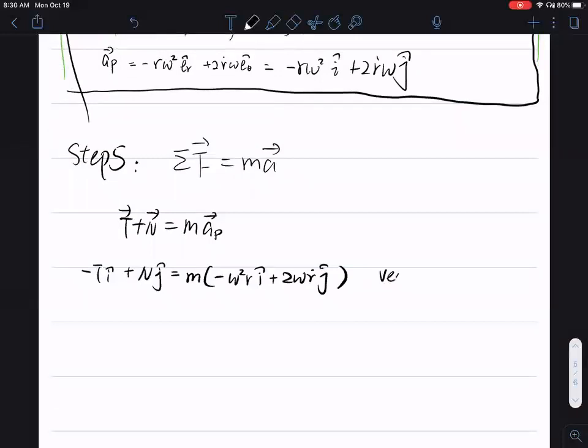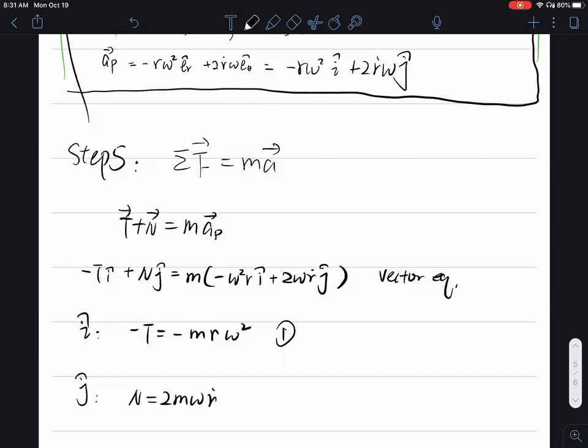Remember, this is a vector equation. We can break that vector equation into two scalar equations. The first scalar equation is on i direction. We should have negative T equals minus m r omega square. First equation. Second equation on j, we have N equals 2 m omega r dot. That's the second equation.